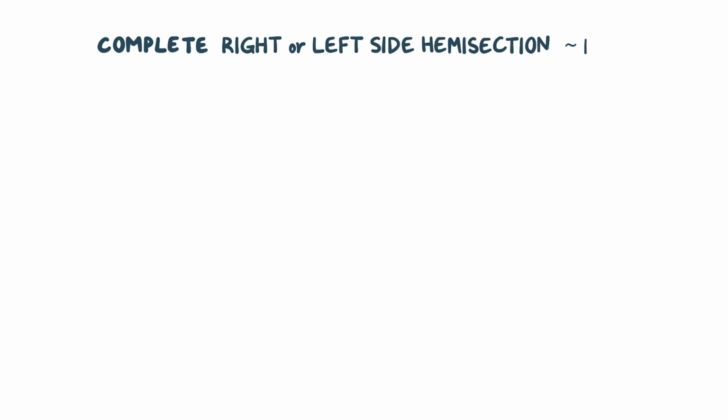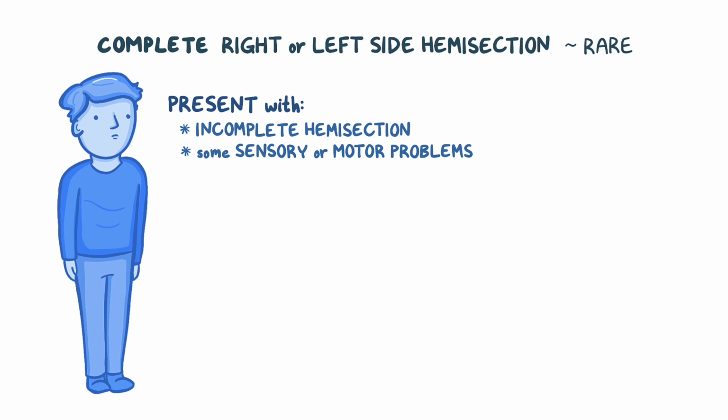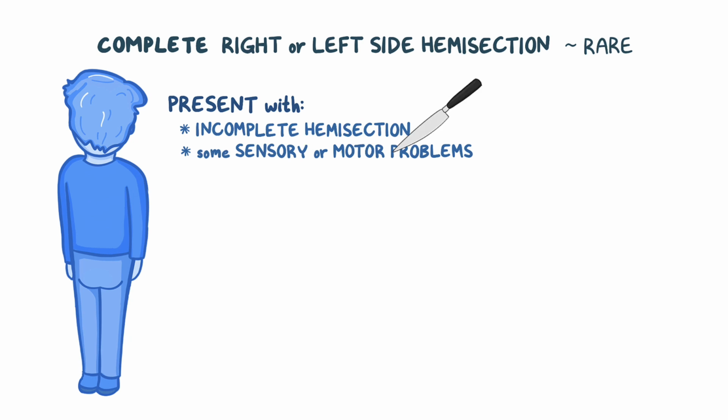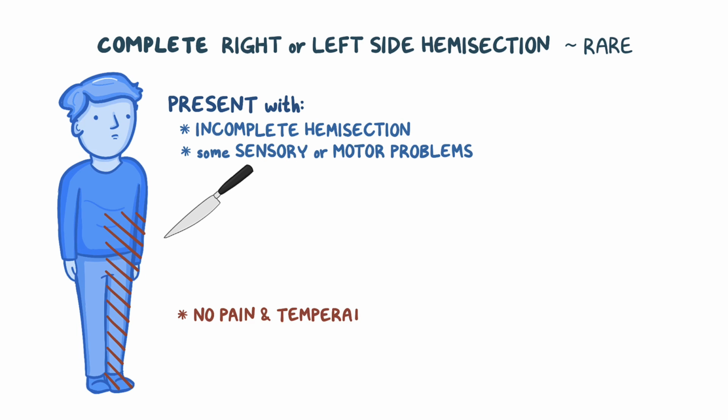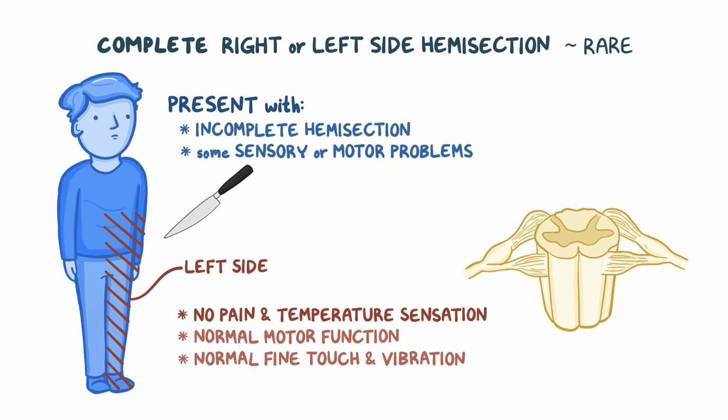Now, in clinical scenarios, a complete right side or complete left side hemisection is pretty rare. That's why most of the time, individuals with Brown-Séquard syndrome will only present with an incomplete hemisection and some sensory or motor problems, depending on which tracts are damaged. For example, if an individual has been stabbed in the back and has no pain and temperature sensation on the left side, but normal motor function and normal fine touch and vibration, it means that there's only damage to the spinothalamic tract of the right side.